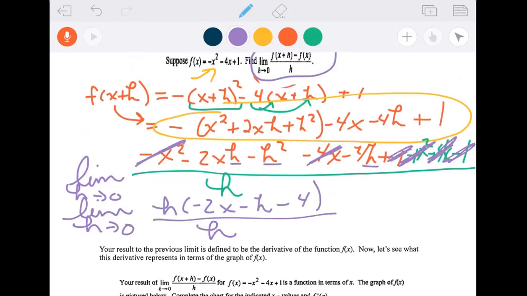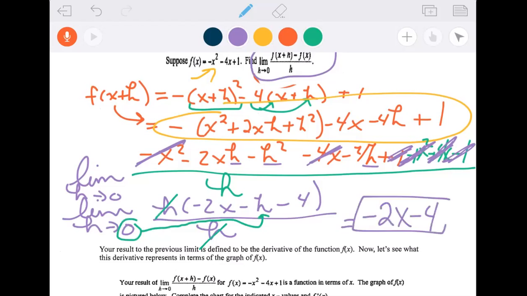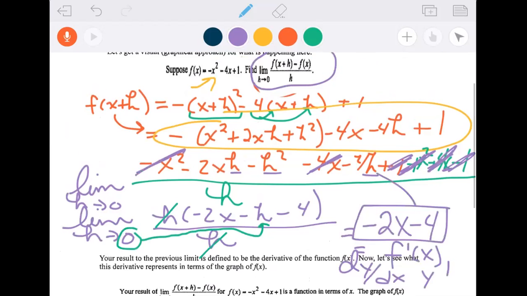Now this is where some of you on the last test got all the way down to here, you canceled, but then you put 0 in for the x term. This is h approaching 0. It goes right here. And what I'm left with is a function of x, negative 2x minus 4. This function is called the derivative. We can call it f prime of x. We can say dy dx. We can call it y prime. We'll call it all in this class. But this is the derivative of this function.